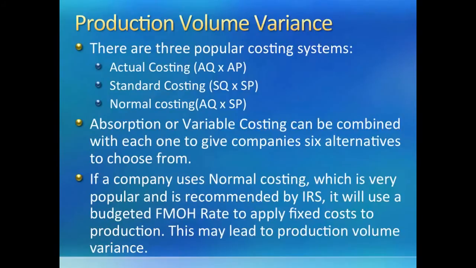If a company ends up choosing normal costing, which is very popular and is also recommended by IRS, then it is going to use a budgeted manufacturing overhead rate to apply fixed costs. Remember applied overheads? You have seen this before. We are going to refresh it a little bit. If we apply manufacturing overhead rate to actual production, we might see a production volume variance. Let us see what that is and how it is calculated.